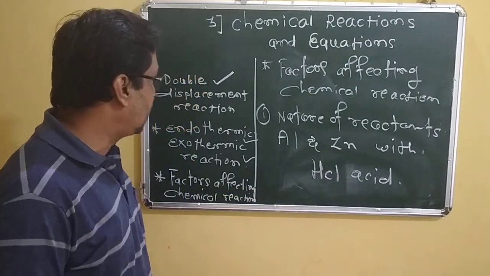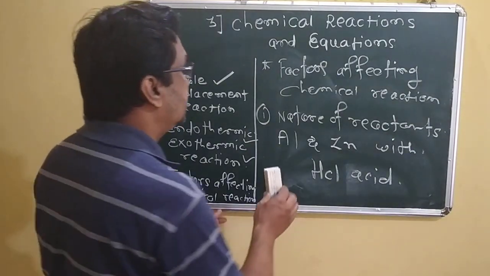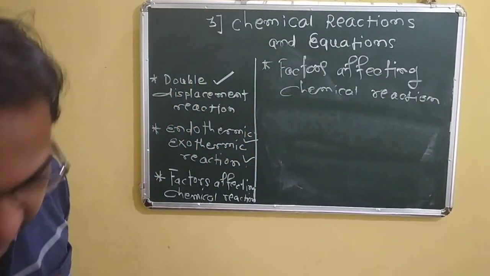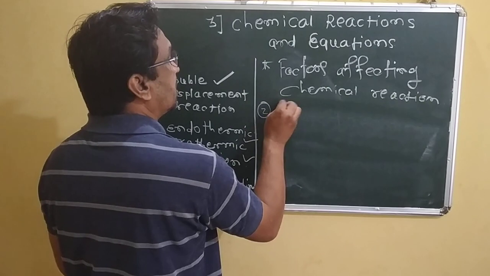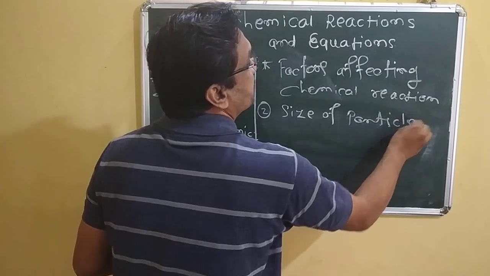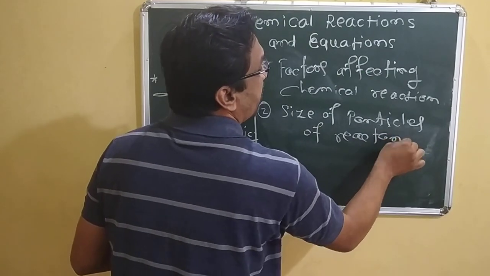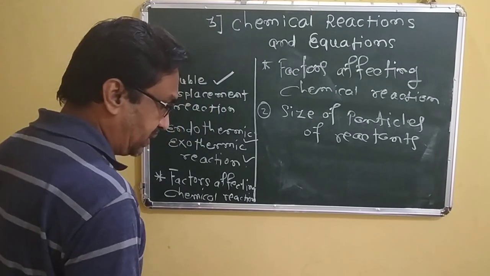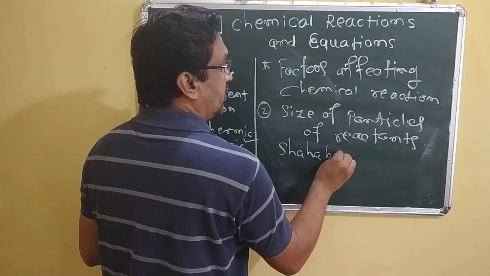So the second factor is the size of particles of a reactant. The size of particles of a reactant. So we are taking an example. They have taken the example of Shahabadi tile.